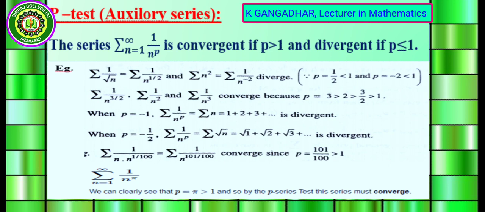Another problem, sigma 1 by n power pi. The value of pi is 3.14 and so on, so it is greater than 1. So we say that the series is convergent by the p test.